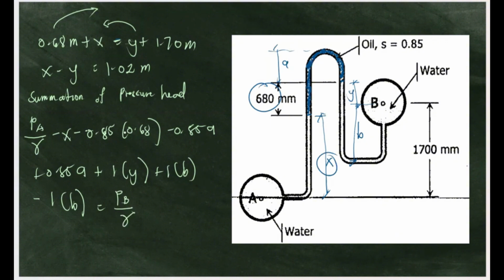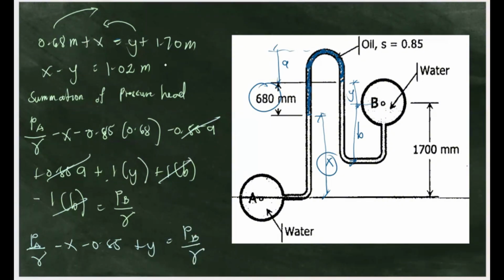So, tingnan natin yung mga like terms. Itong ating B, wala na yan. Itong A is 0.85A. So, maiwan na lang ito, no? P sub A, iayusin natin, over gamma, minus X, minus 0.85, and then, this will become plus Y is equal to P sub B over gamma. Eh, di ba meron tayong naka-ready na ito na X minus Y is equal to 1.02. So, i-arrange natin na kung saan makikita natin yung X minus Y. So, sulat natin dito.